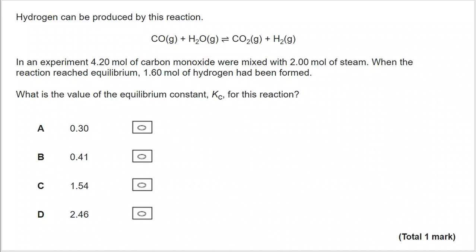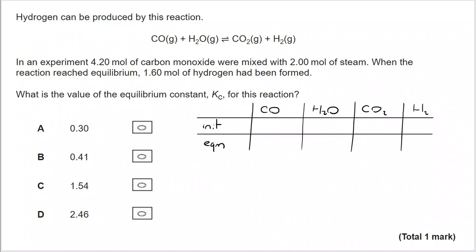Take a look at all of the information that's been provided, and I'm going to recommend that you sketch out a table that looks a little bit like this. We've got the initial number of moles, and we've got the equilibrium number of moles for each of the different species within the equation. Now, I'm going to put in the numbers that we've been provided with, and I've color coded those so you can see where they come from.